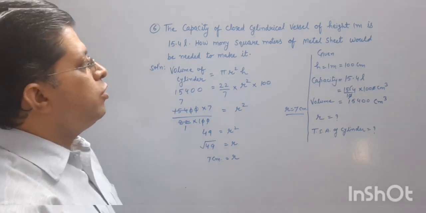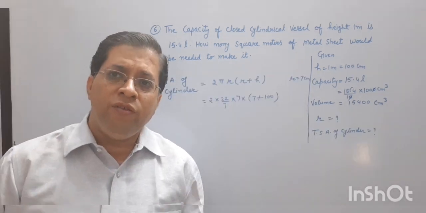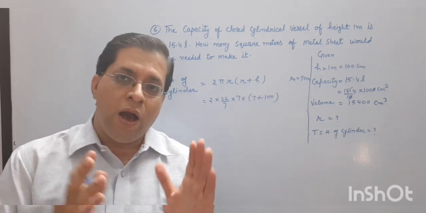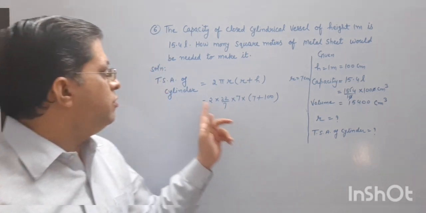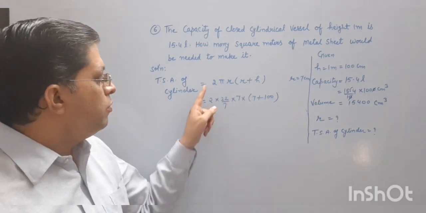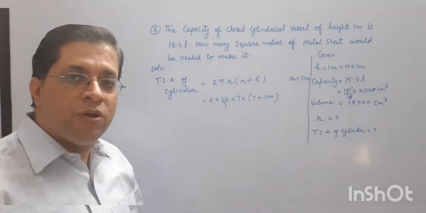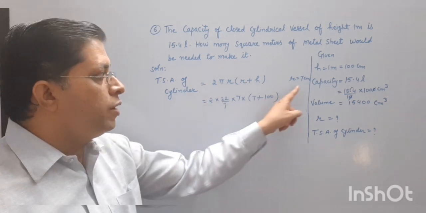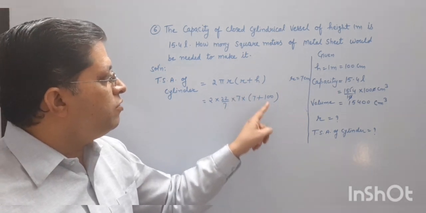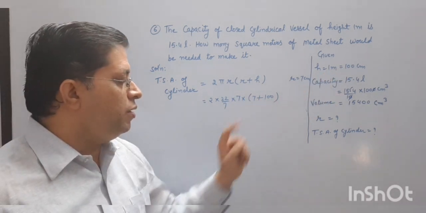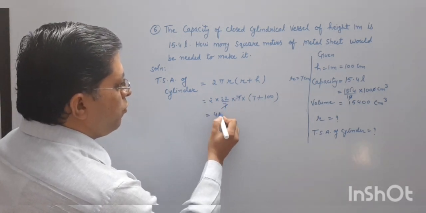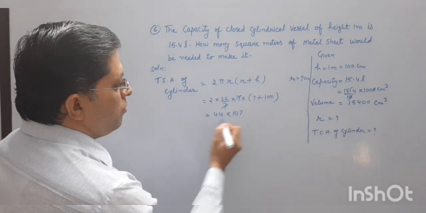After that, what do we have to do? Yes, then TSA of cylinder is 2 pi r in bracket r plus h. R and h, all things are given to us. This is TSA of cylinder, 2 pi r (r plus h). 2 as it is, pi value is 22 upon 7, r is 7, we got it earlier, r is equal to 7 centimeter. R plus h is what? 107 centimeter. You can cut 7 with 7. This is 44 into 107.